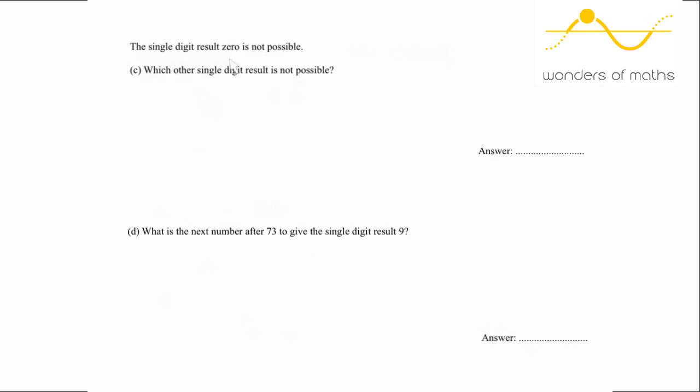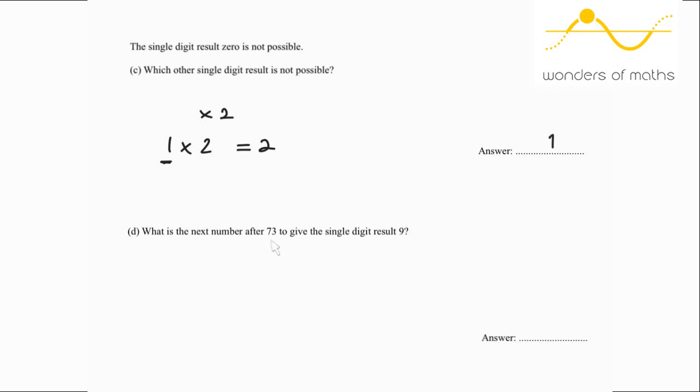The single-digit result 0 is not possible. Which other single-digit result is not possible? This just requires a bit of simple logic. We know that we are always doubling our tens digit, so we're multiplying it by 2. This means that our tens digit, and ultimately our final answer, cannot be anything less than 2, as our lowest possible tens digit is 1, and 1 multiplied by 2 is 2. This means that the other single-digit result, which is not possible, is 1.